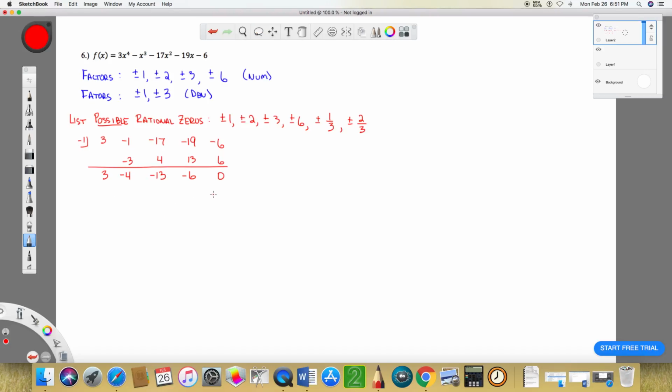All right. So even though we've tried -1, it's possible that -1 could have a multiplicity greater than 1. So I generally test it again just to make sure. And hey, looky there, it does have a multiplicity greater than 1. So this polynomial function, we can begin to write it in factored form.